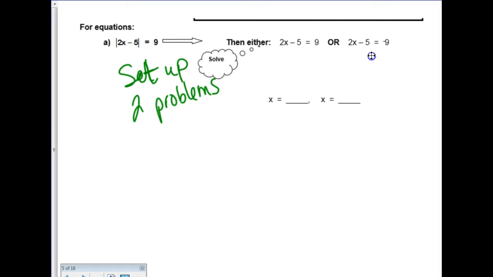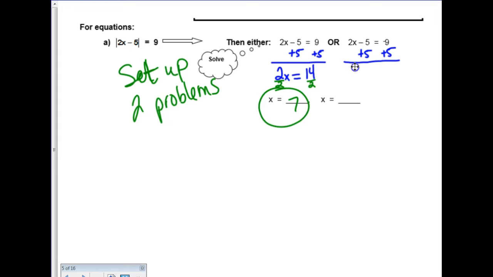And you're just going to solve them independently, but the math should look identical as far as the algebraic steps. So for instance, first you're going to add 5. So you got 2x equals 14. And then divide by 2. So my first solution is x equals 7. My extra problem I had to set up. Same math. I'm still going to add 5. But because the original solution was different, it was a negative 9, we're going to get a different solution.